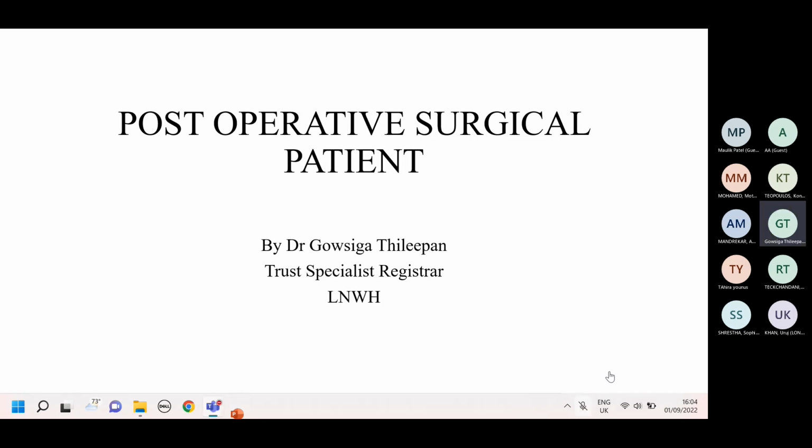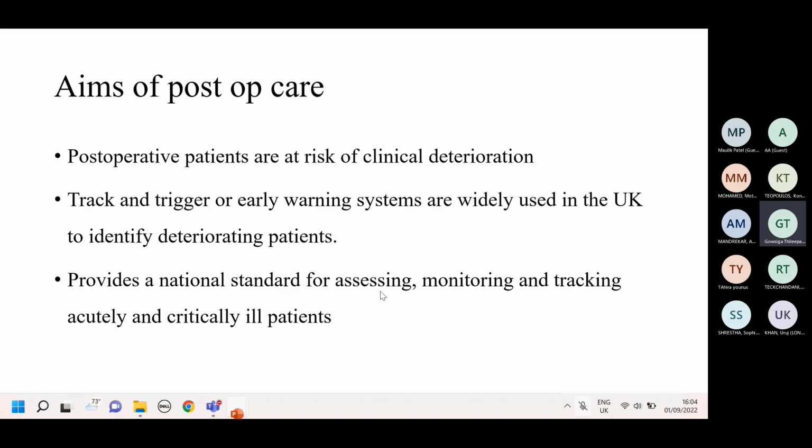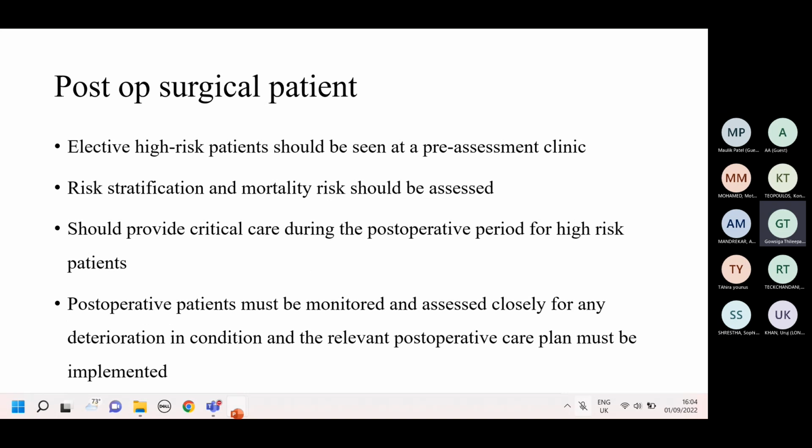So let's discuss the post-operative surgical patient. It's more of a clinical presentation rather than the physiology you've done. Now we are moving to a clinical setup, right? So start with the first slide. Yeah, this is about the post-operative surgical patient, which means the post-operative care of the surgical patient.